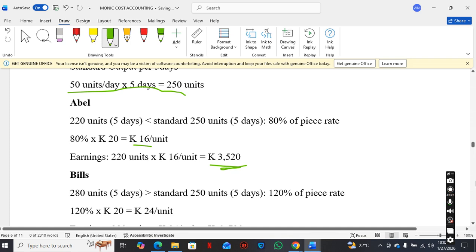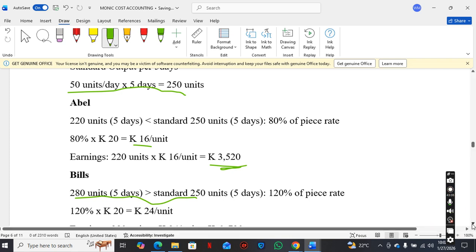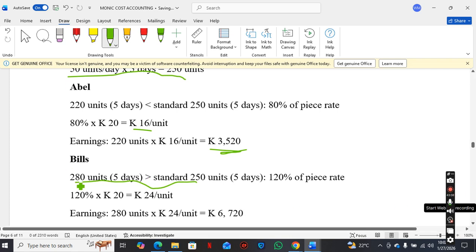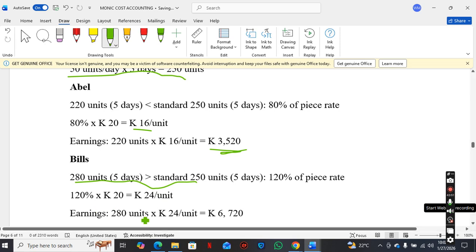Bill produced 280 units. He went above standard. Okay? So he's going to get 120% of the piece rate. So 120% of the piece rate is 24 kwacha per unit. If you go above standard, you're going to be paid more than the standard piece rate. So 280 multiplied by 24 kwacha per unit, you get 6,720.